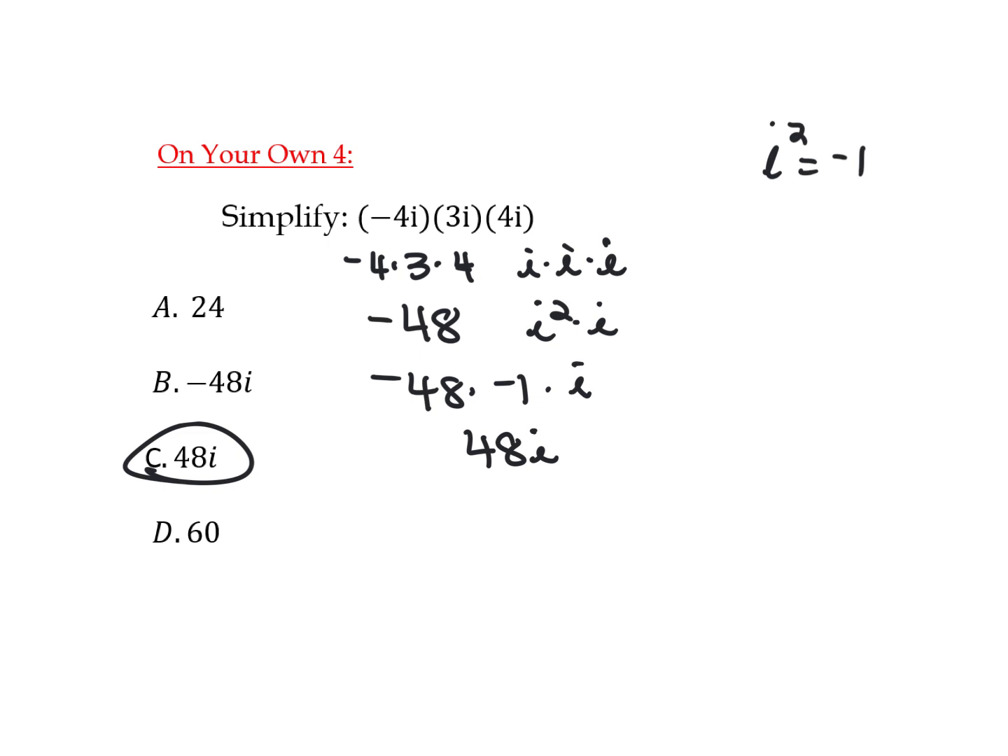I also could have done my table, which is going to be i to the 0 power is 1, i to the first power is i, i to the second power is negative 1, and i to the third power is negative i. So if I remember that i to the third power is negative i, I can automatically just replace that. So I'll change i squared to negative 1, and I get 48i.